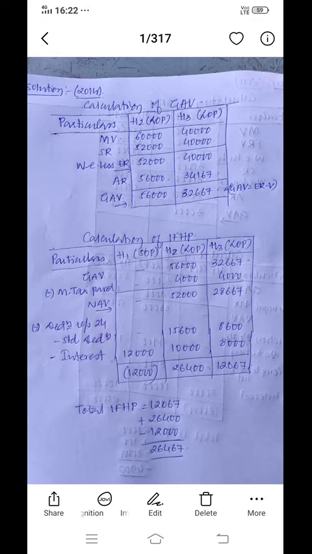Okay, so if you compare these three, for first, second and third house, you are getting a total income of 26,467, which is the income from house property. Okay, so I hope you have understood this particular problem, that is for 15 marks from the question paper of 2014.